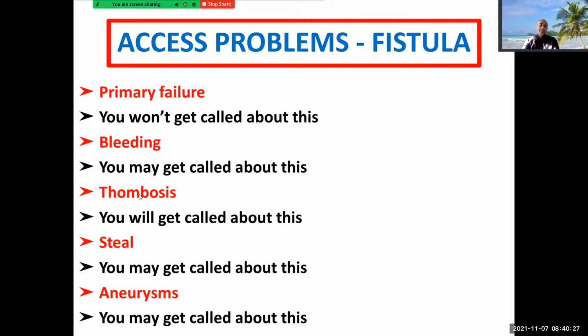Do that, okay? Steal syndrome, you may get called about it. Steal is a common complaint during your hemodialysis round. When you are doing rounds, you look at your patient's hand, and you may find it pale or cyanosed, and the patient complains of severe pain during dialysis. We'll classify all that by cases now, and we'll see.